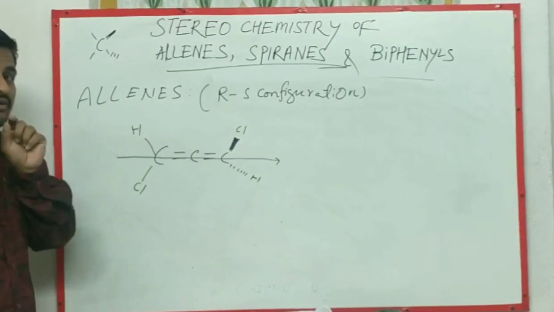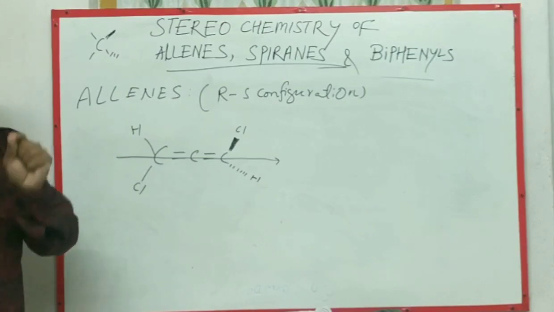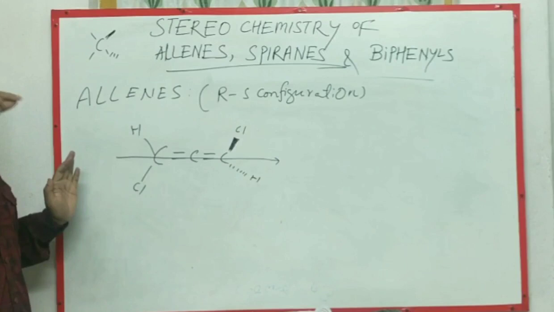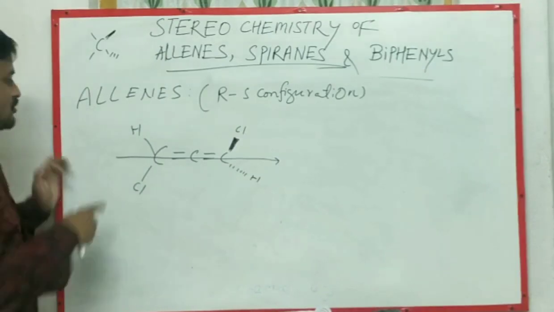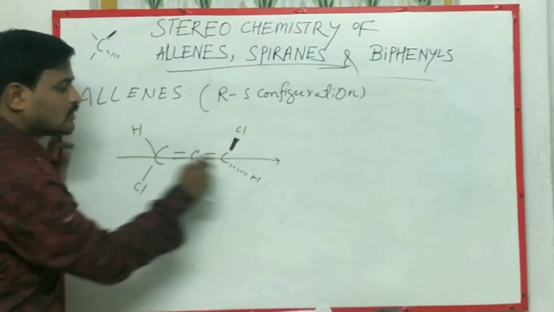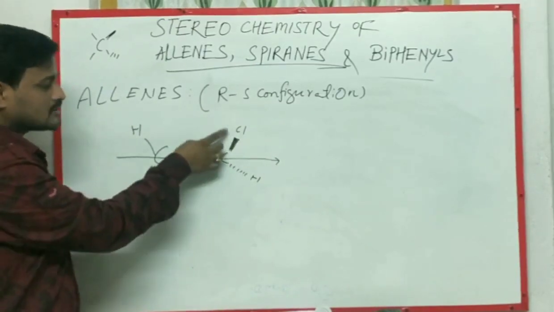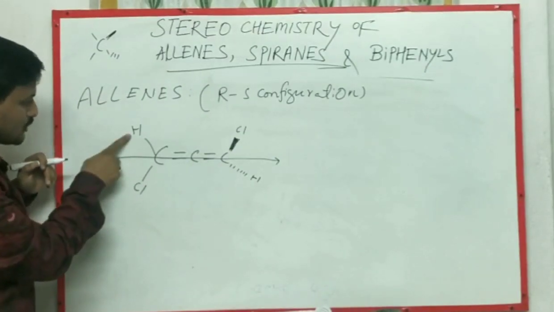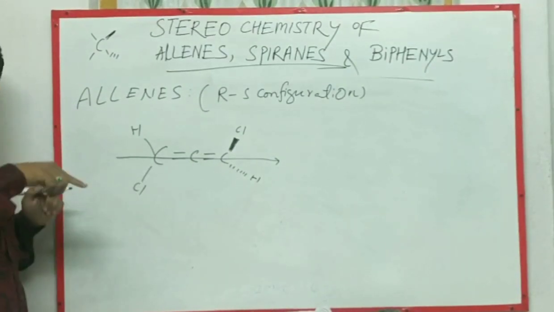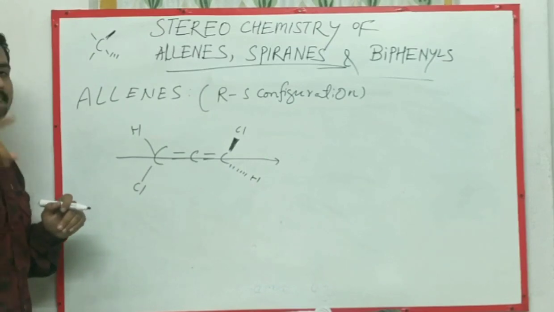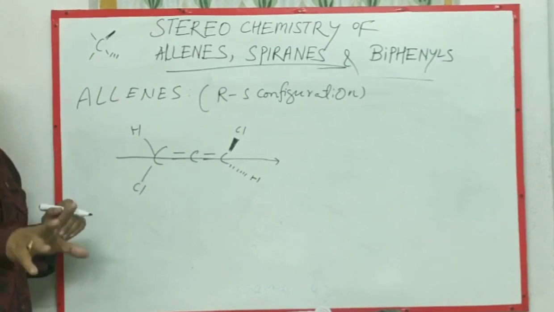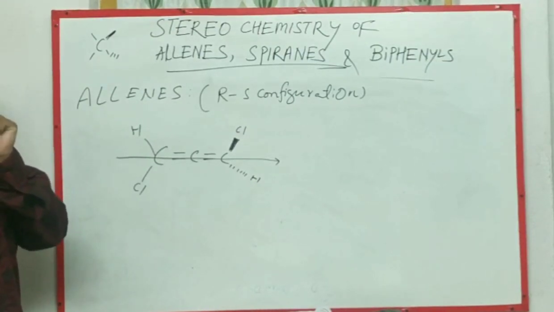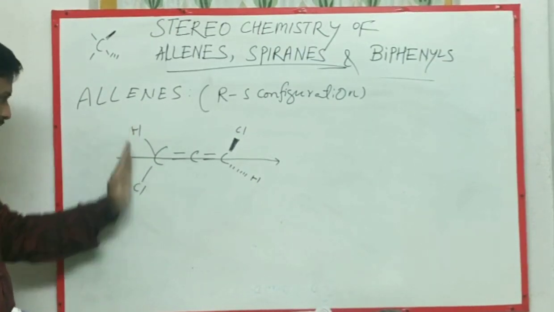First, we have to give the priority of atoms which are present within the plane. Actually, hydrogen, chlorine, chlorine and hydrogen. This chlorine atom is above the plane, hydrogen atom is below the plane. And here hydrogen atom within the plane, chlorine atom within the plane. Then you give the priorities starting from the within-the-plane atoms, a very important thing. Then here hydrogen, chlorine, here chlorine, hydrogen.